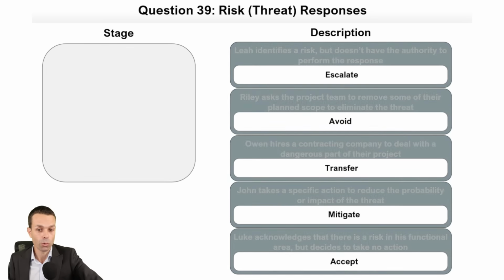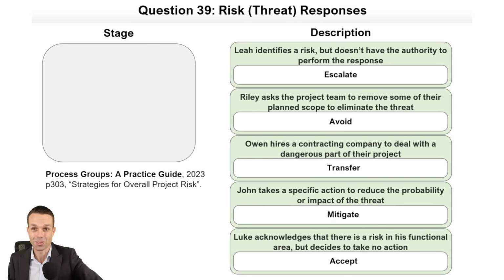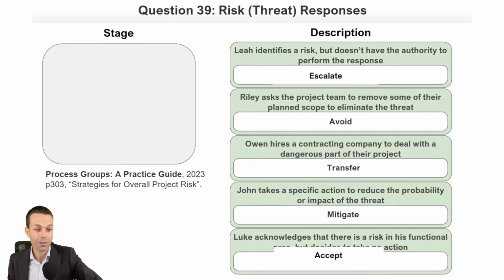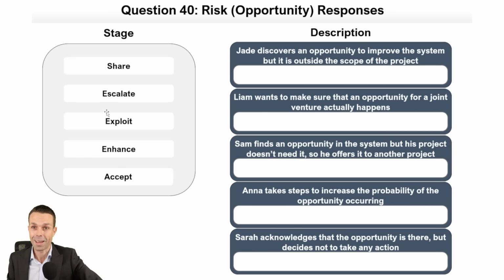Now let's have a quick check. Looks like we got those correct. Page 303, strategies for overall project risk. Wonderful stuff. And also wonderful stuff is the last one here for opportunities as well. Very, very important. Jade discovers an opportunity to improve the system, but it's outside the scope of the project. That sounds familiar. It's like our other one. It is escalating because it's outside of the scope of our project.